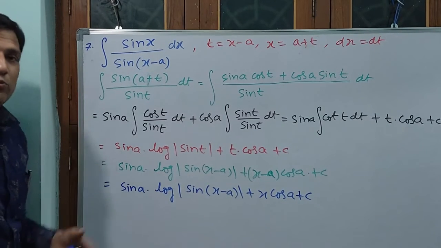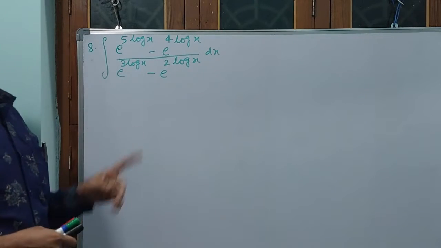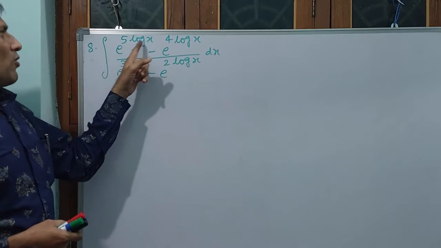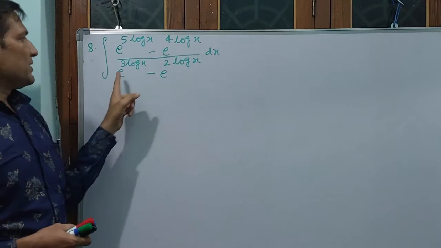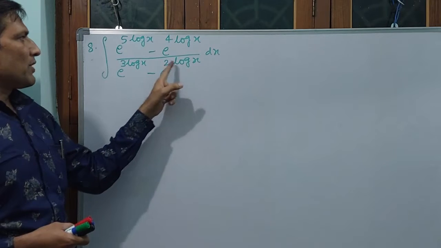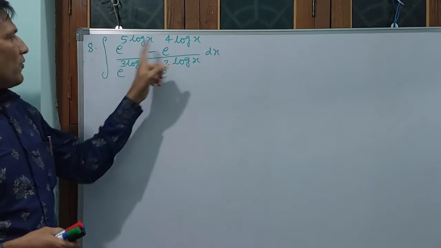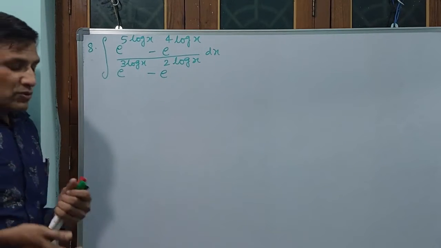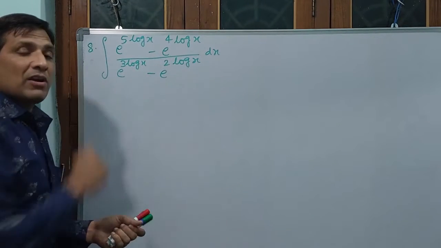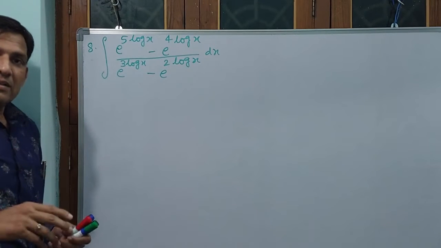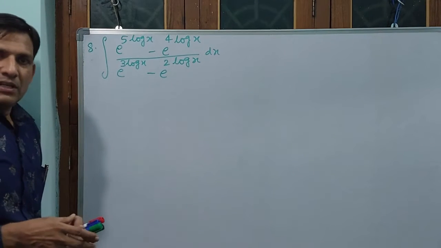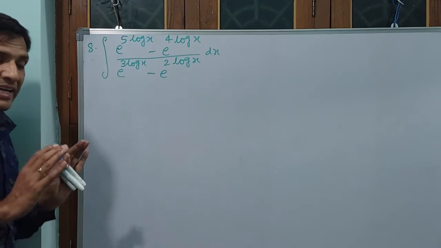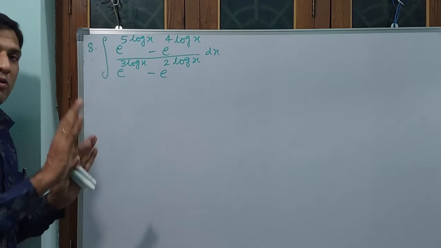Okay? Take this, we will go for the 8th question. See the 8th question: integral of e power 5 log x minus e power 4 log x, divided by e power 3 log x minus e power 2 log x, dx. 5, 4, 3, 2, all are e power exponents. But if you observe carefully here, exponential power logarithm is there, or we can say vice versa. Both are going to get cancelled out by each other. When it is going to get cancelled out, e power log x directly means it is going to become only x.